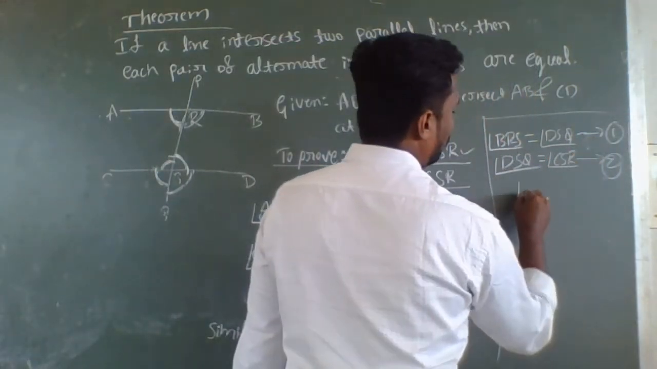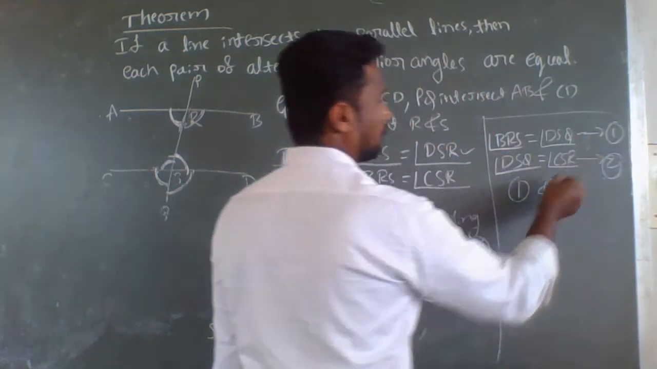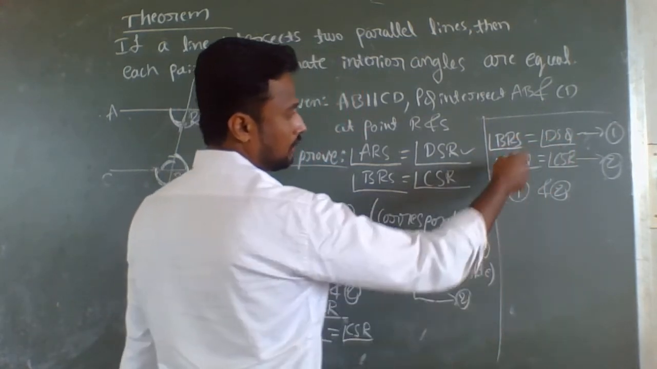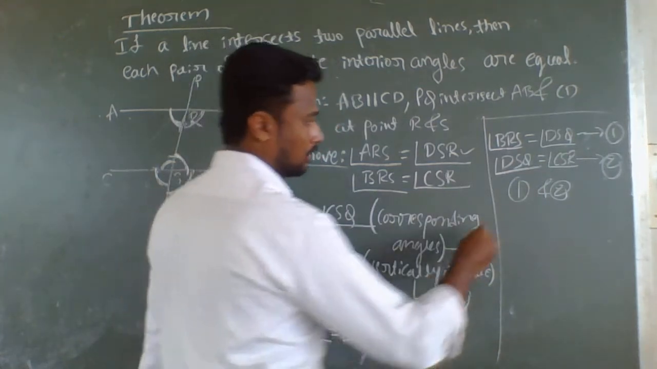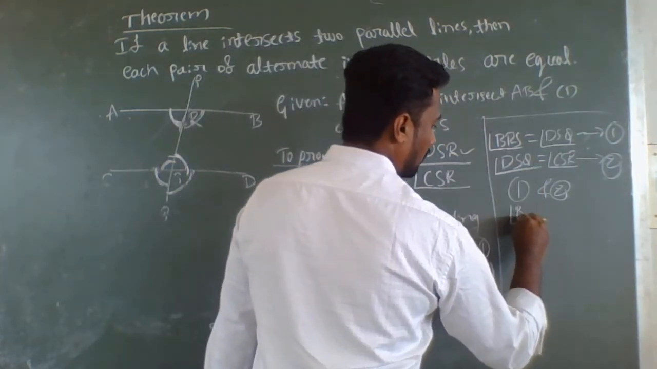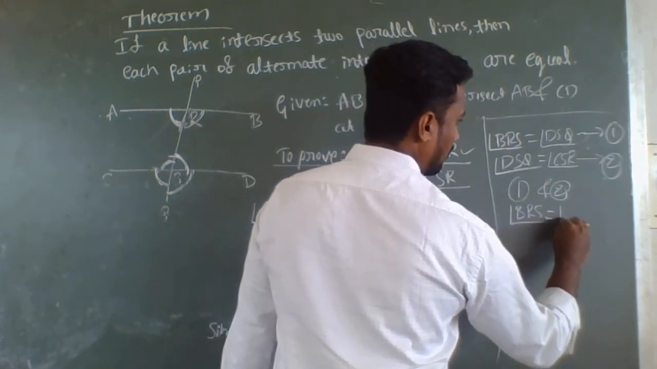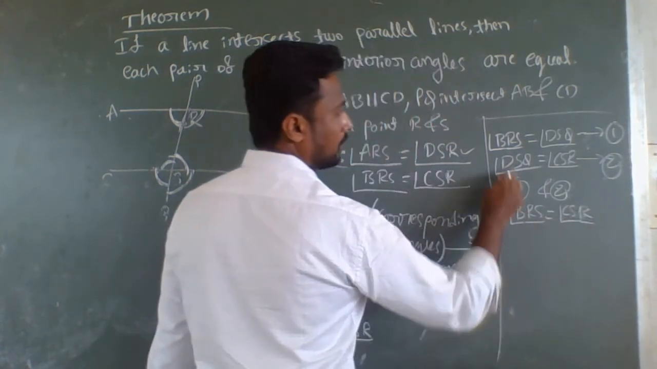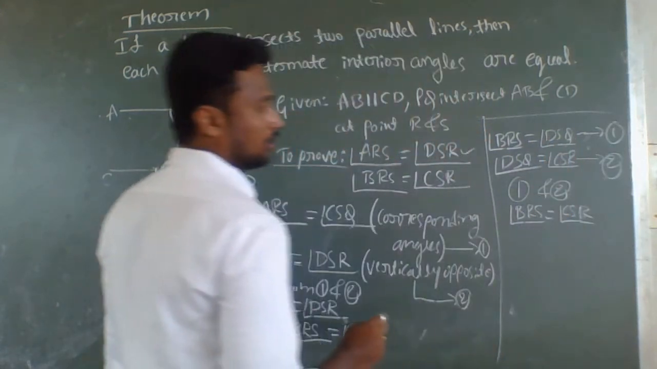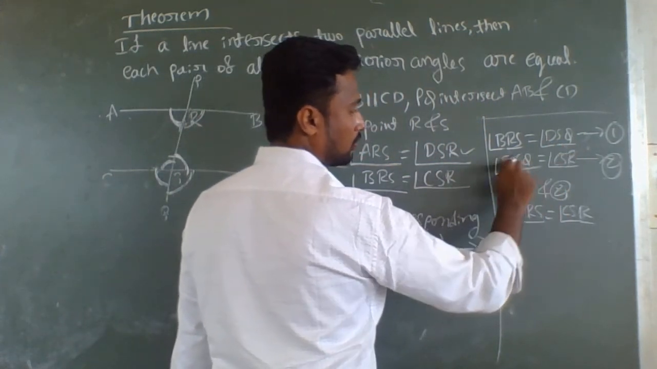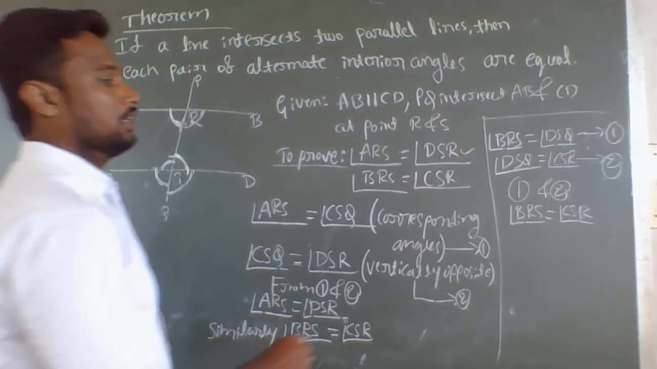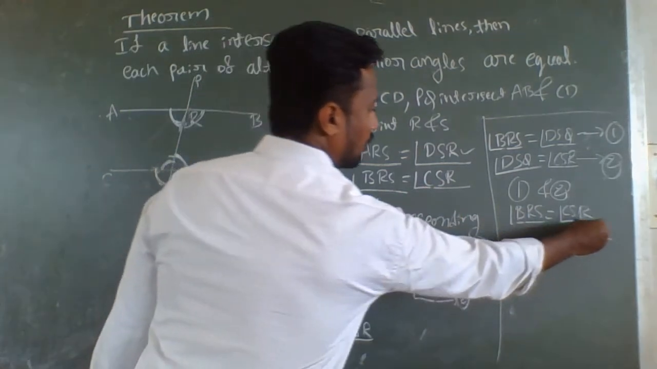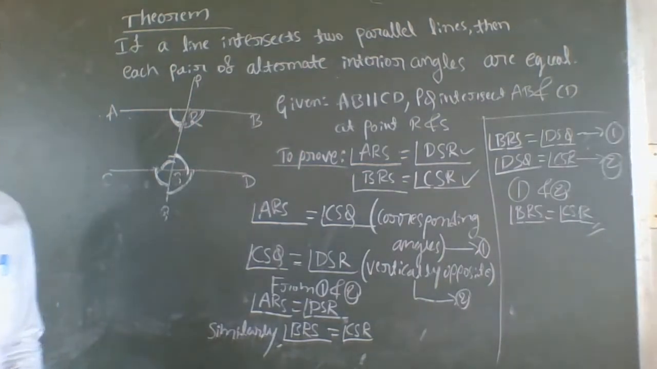So now, again from 1 and 2, by observing these two, what you can write? Angle BRS is equal to DSQ only. Again, this DSQ is equal to angle CSR. Now, we can write angle BRS is equal to angle CSR. Like that only, angle CSR is also equal to angle DSQ only. So now we can write angle BRS equals angle CSR, and the second one is also true now.